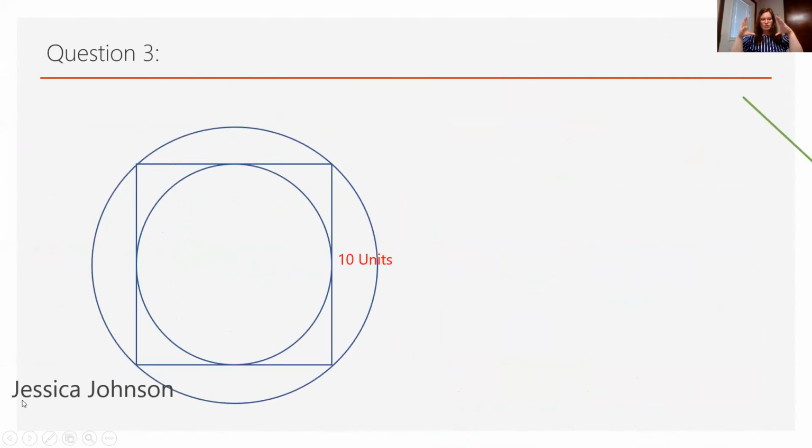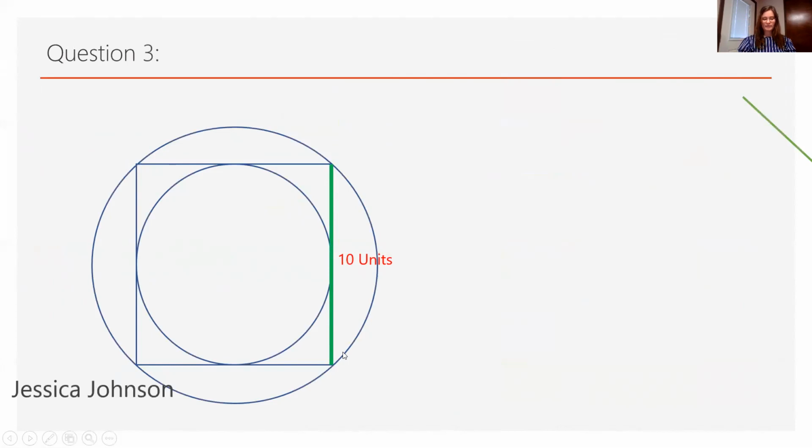Here we have a large circle with a square inside of it and a smaller circle inside the square. To find the area of a circle, we need to use the formula pi times r squared. Because our square has a side length of 10 units, you can see right here, 10 units, the radius of the smaller circle will be half the length of the square's side. Half the length of this side right here, 10 units.